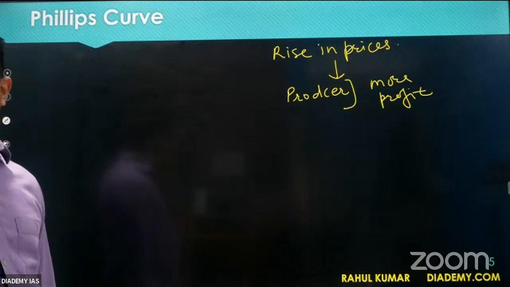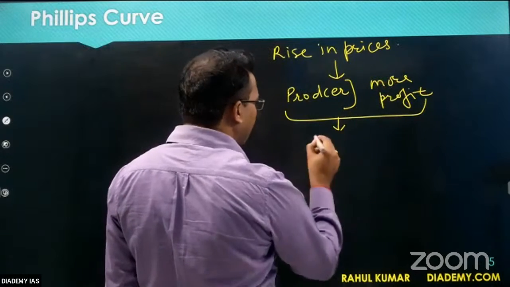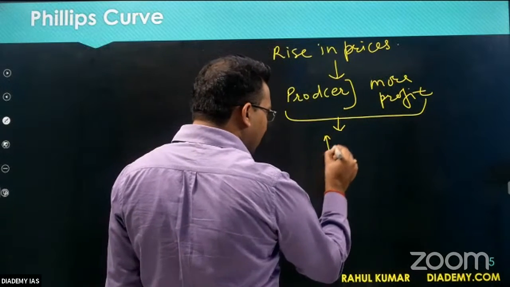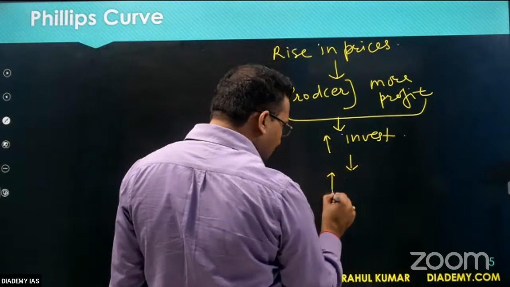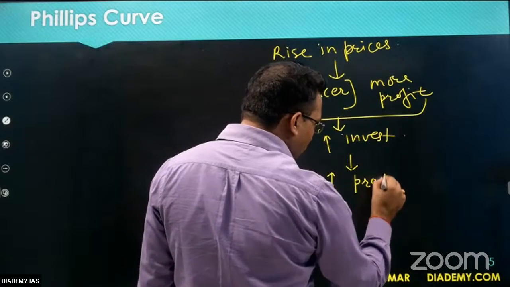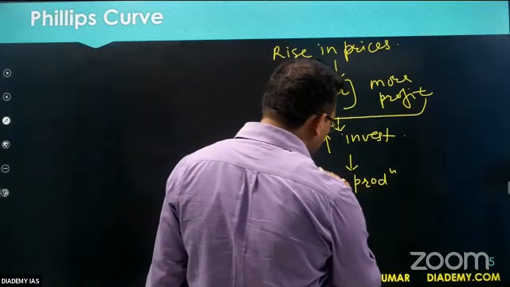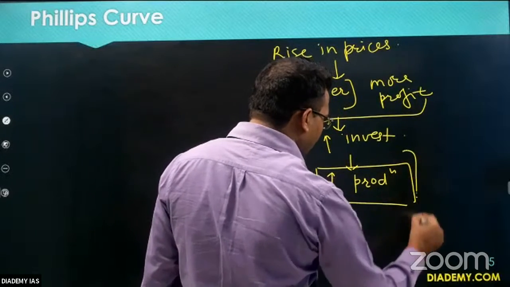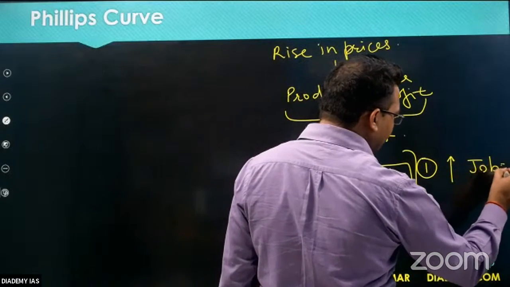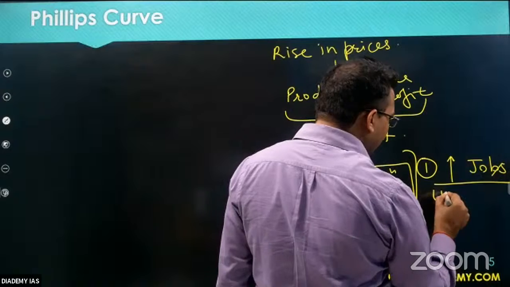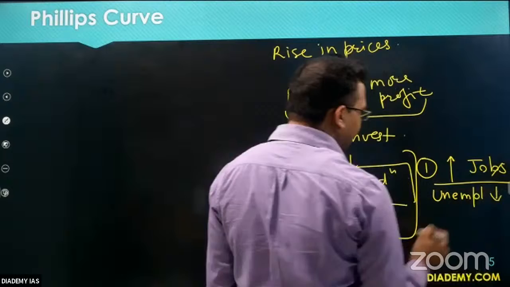So if the profit increases, what will they do? They will invest this profit back into the business. So they will increase the investment. If the investment increases, then the production will further increase. The factory output will increase. If the factory output increases, what are the benefits? Benefits of increase in the production. Number one, the number of jobs will increase. That is, if the jobs increase, the rate of unemployment will come down. Okay, this is the first impact.